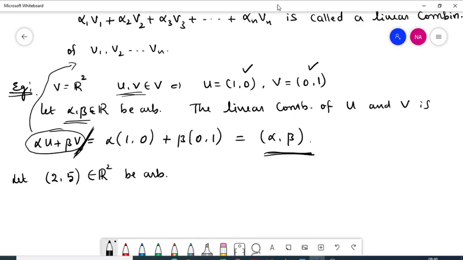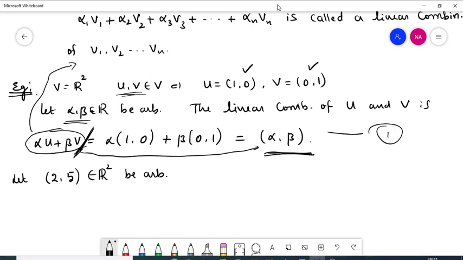Now, more importantly, I am taking u to be (1, 0) and v to be (0, 1). Why do we need to take (0, 1) and (1, 0)? That will be understood once we discuss basis and dimension. For the time being, understand this much only. Then alpha u plus beta v gives you (alpha, beta), and these two are equal. This is one point, keep this in mind.